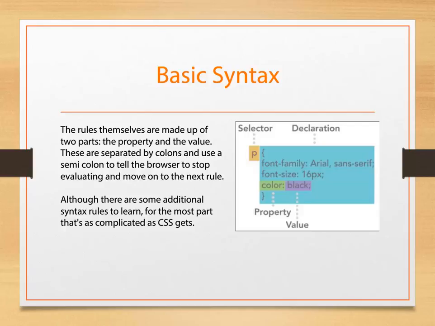The declaration, which is enclosed in these curly braces, uses the formatting instructions for the style. Here are the two rules, one telling the browser which font to use, and another defining the size of the font. The rules themselves are made up of two parts, the property and the value. These are separated by colons and use a semicolon to tell the browser to stop evaluating and move on to the next rule.